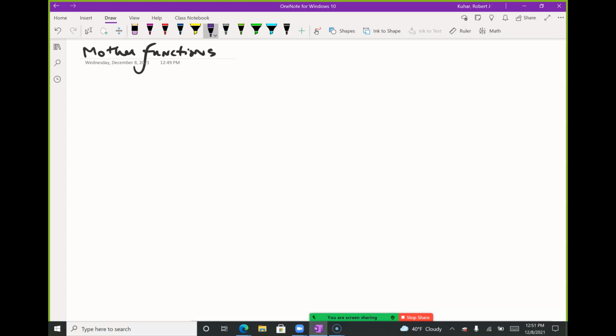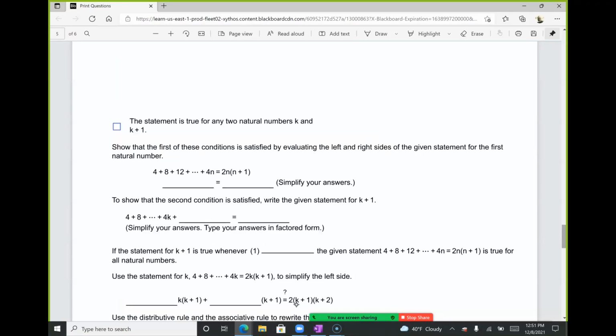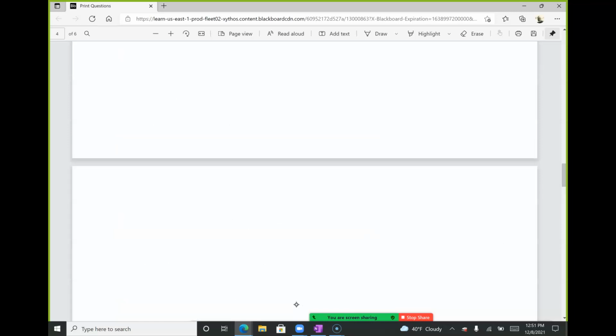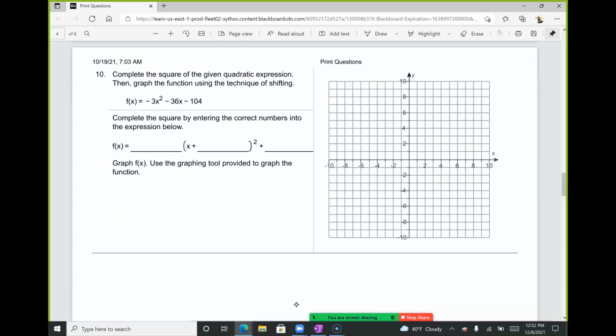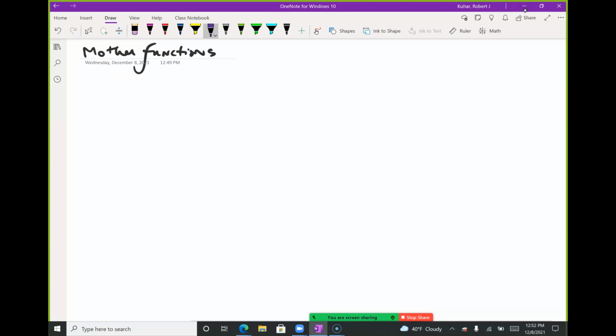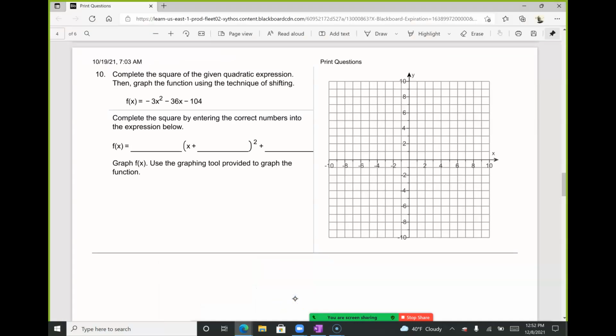So let's look at number 10 here on this one. There it is. Yeah, so we're going to complete the square to find the shift of this particular function, where the vertex is and how to graph it and all of that, right? Sorry, it's negative 3x squared minus 36x minus 104.